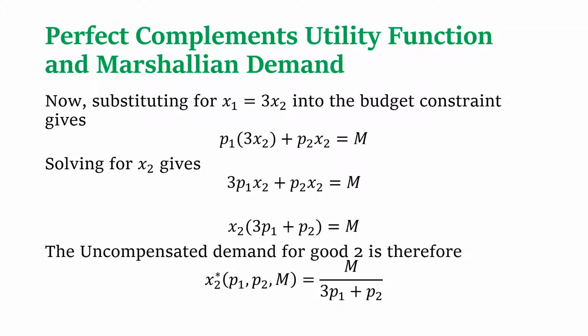It also has an inverse relationship with its own price, which is P2, and then the price of the other good is P1, because we are dealing with good 2 here.